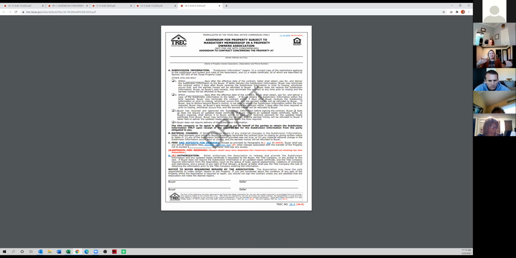Instead, they said in section C, fees and deposits for reserves, except as provided by paragraph A and D, buyer shall pay any and all association fees, deposits, reserves, and other charges associated with the transfer of the property not to exceed blank, and the seller shall pay any excess. So how much is that?